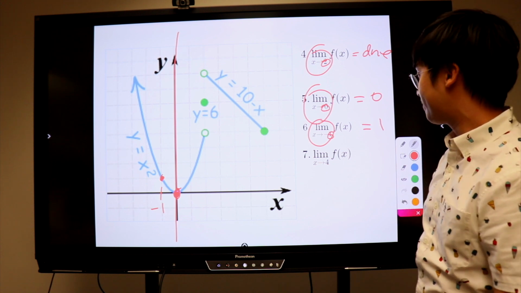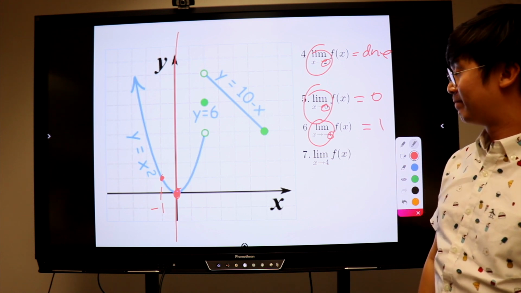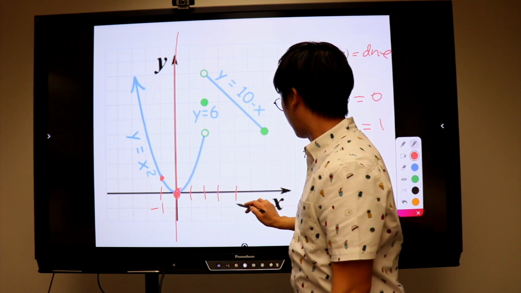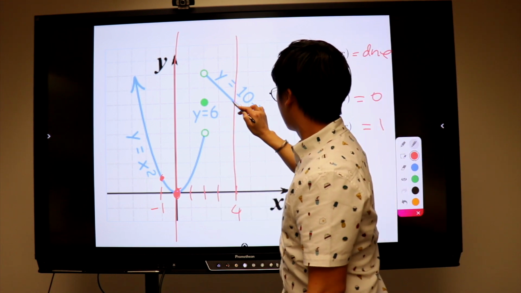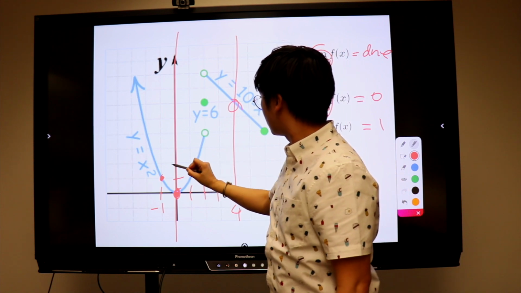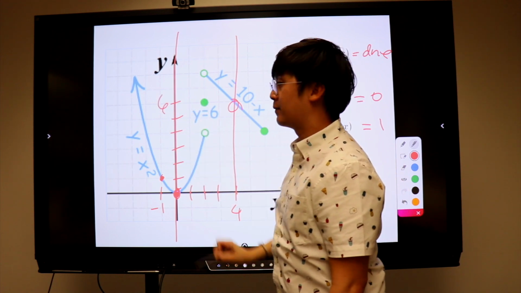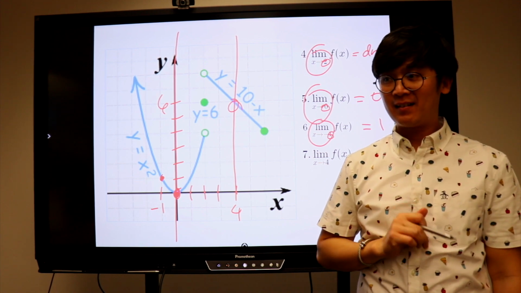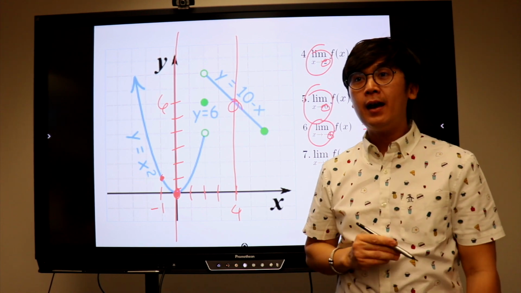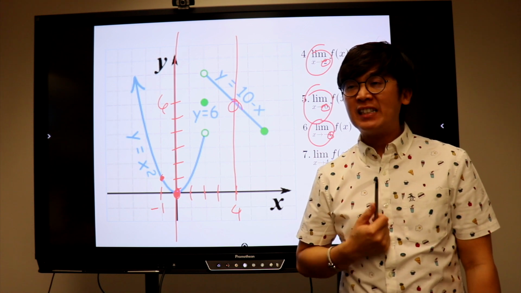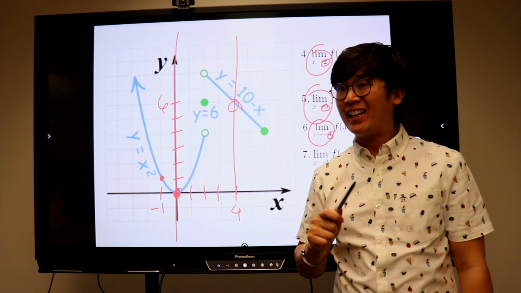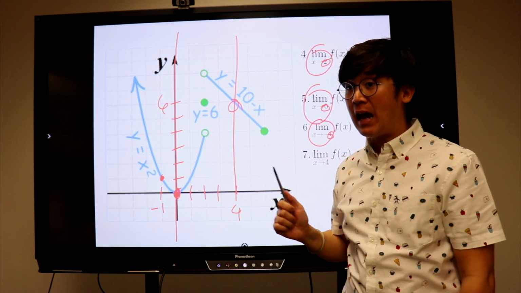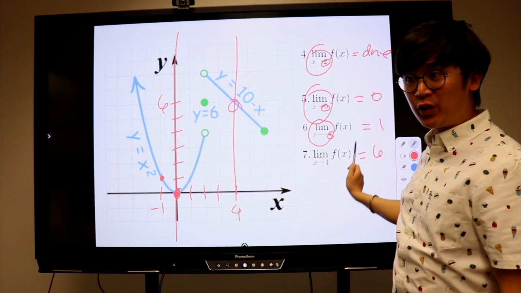This one. 6. 1, 2, 3, 4. Yes, and it's at... easy, right? That's why solving a problem on a limit is easier if you're given f of x in graph form. Because all you need to do is look at the graph and know your notations.